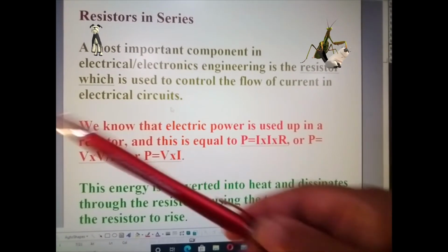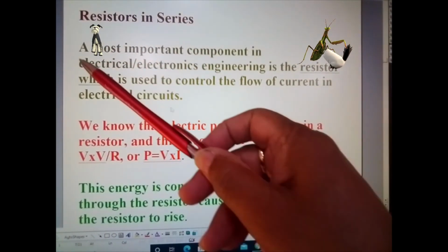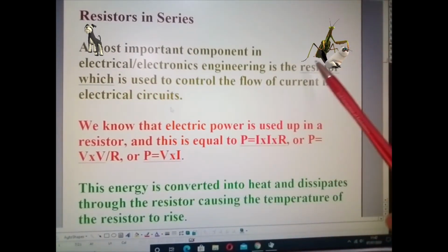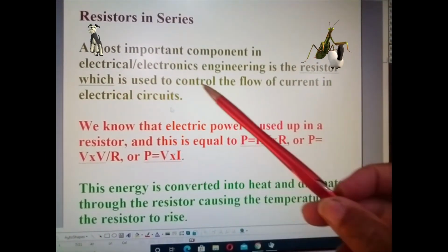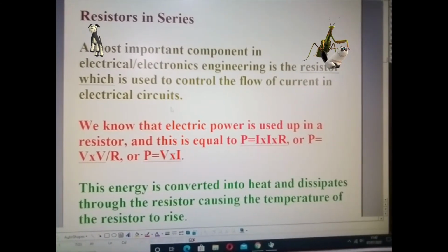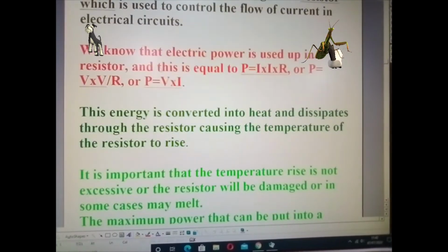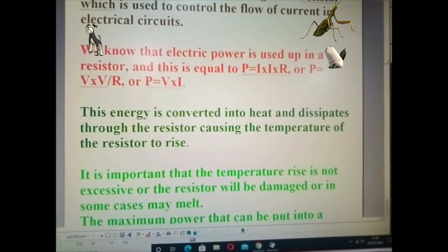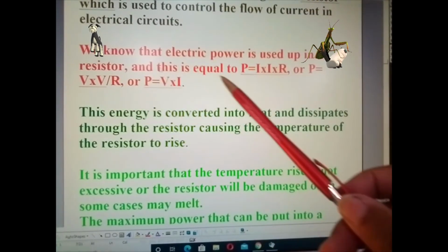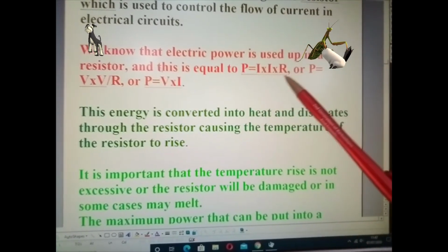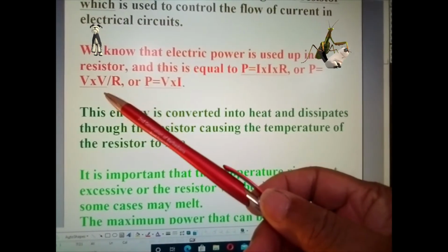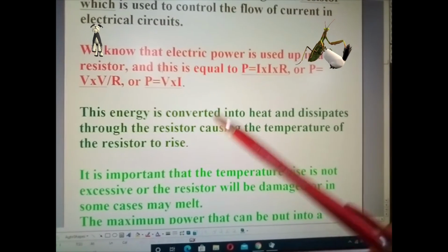Okay. Now here, resistors in series. A most important component in electrical and electronic engineering is the resistor, which is used to control the flow of current in electrical circuits. We know that electric power is used up in a resistor, and this is equal to P equals I squared times R, or P equals V squared over R, or P equals V times I.